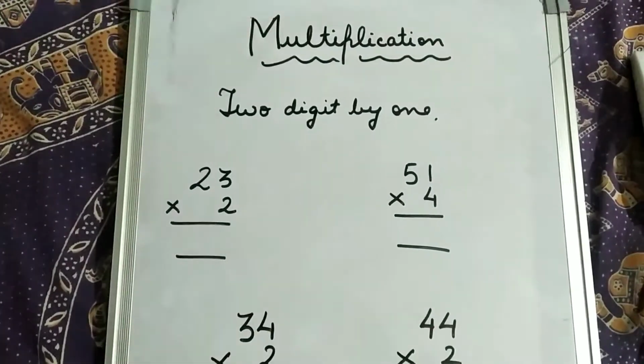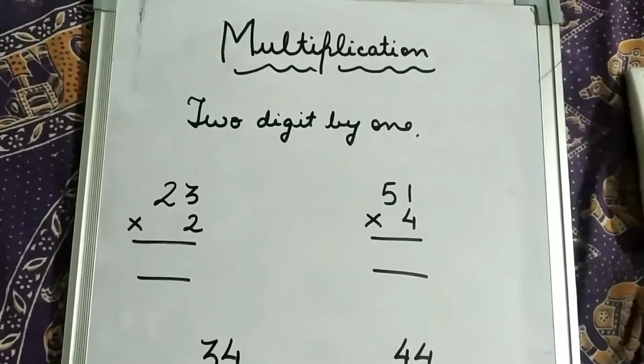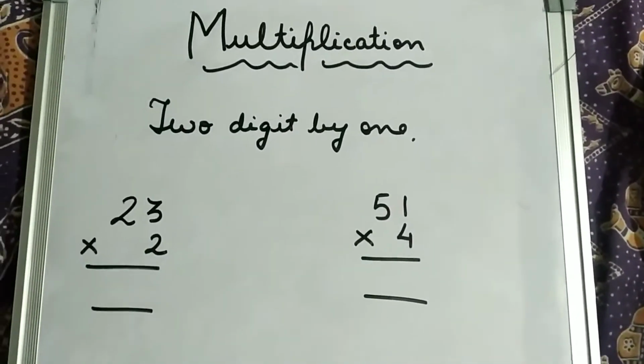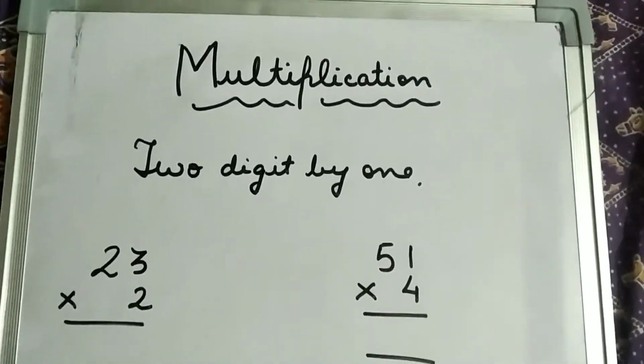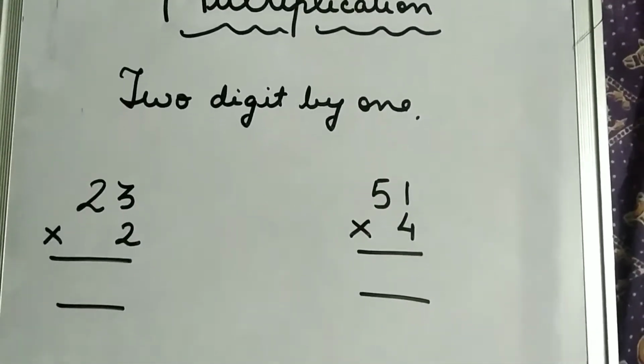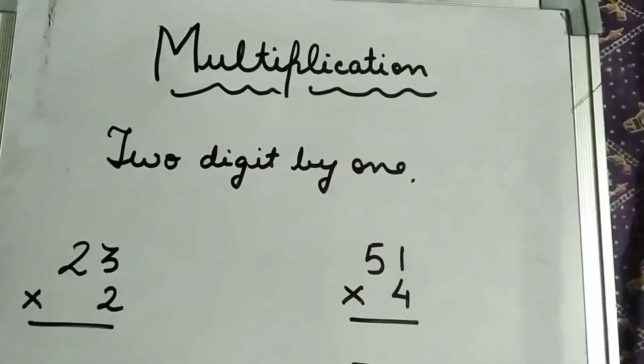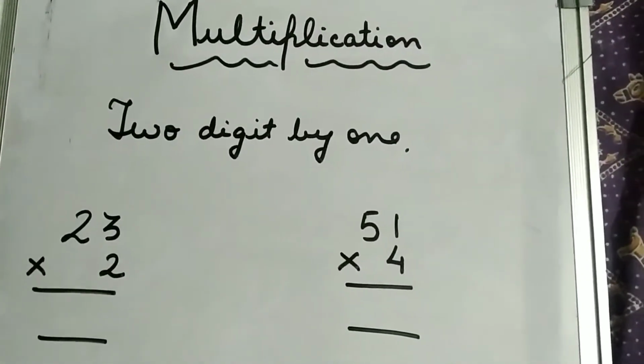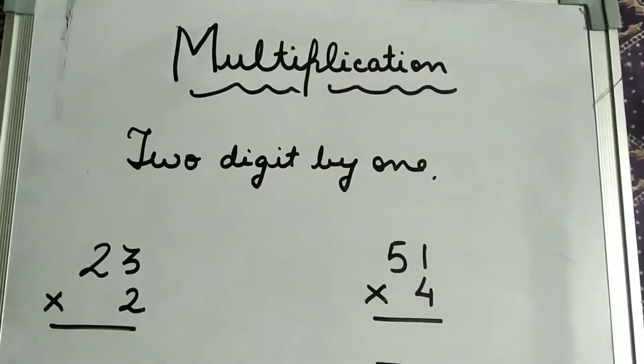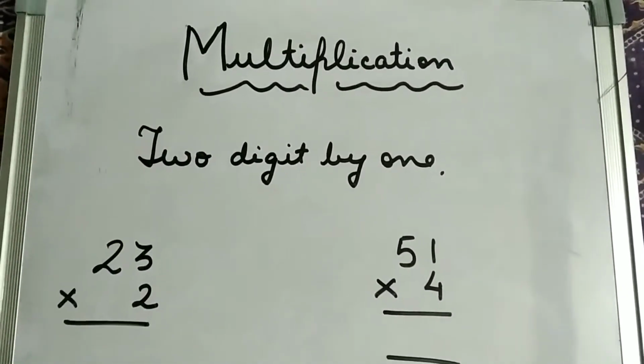Children, we are going to do a topic that we had done in the last term, and the topic was multiplication. In that we had done multiplication one digit by one digit. Today we are going to do multiplication two digit by one digit.